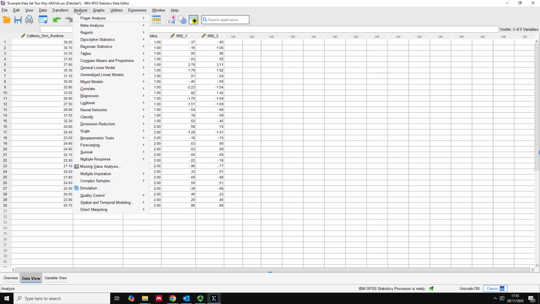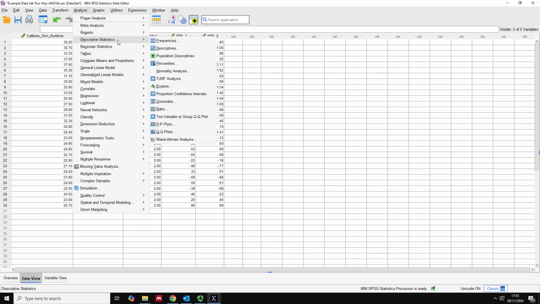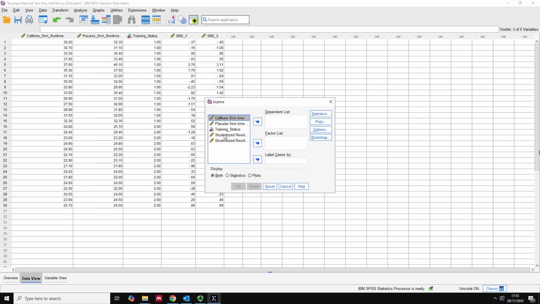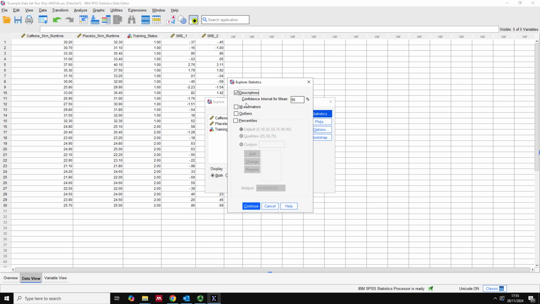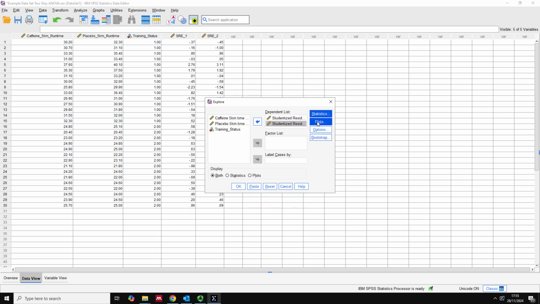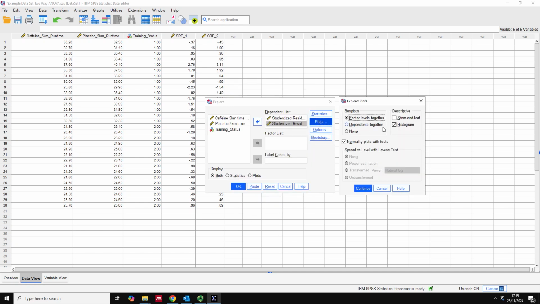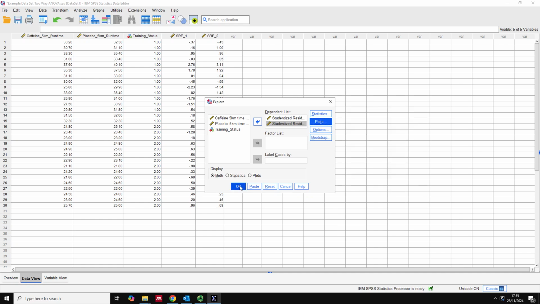So to do that, I'm going to go to Analyze, Descriptive Statistics, top here, and Explore. I'm going to put my studentized residuals into the dependent list, and I'm going to come across to the right here and press statistics. That's fine. I'm going to select plots, and then I'm going to uncheck histogram, and I'm going to recheck it again because we actually need that, and normality plots with tests, we're going to need that as well. So I'm going to hit continue, and now I'm going to hit OK.